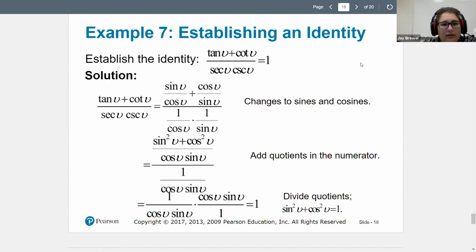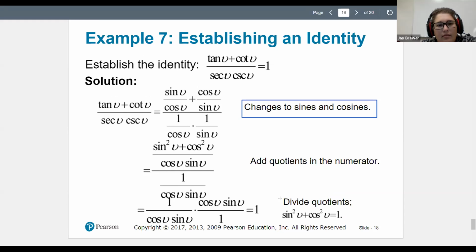Establishing an identity. Here they're not using thetas. I mean, you really could. It wouldn't really matter. I'm not really sure why they're using this fancy U. All right. What did they do in their first step? They use the quotient identities for tangent and cotangent. Yeah, they wrote everything in terms of sine and cosines, okay?